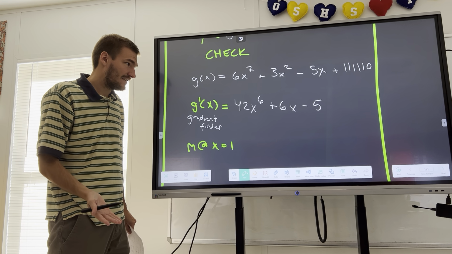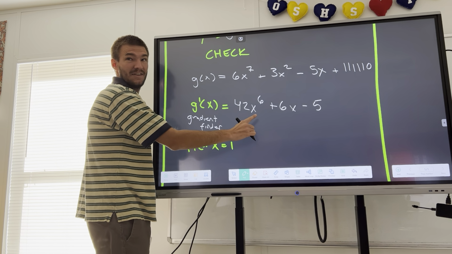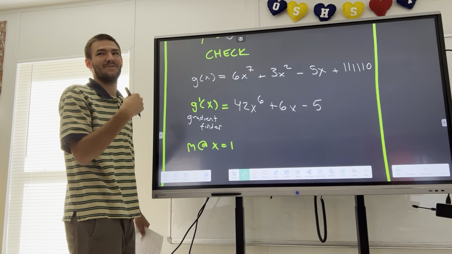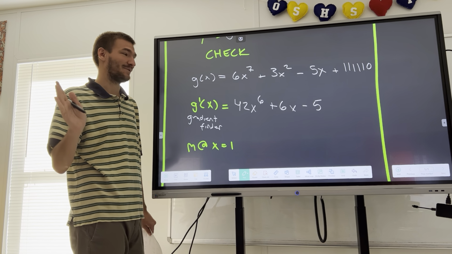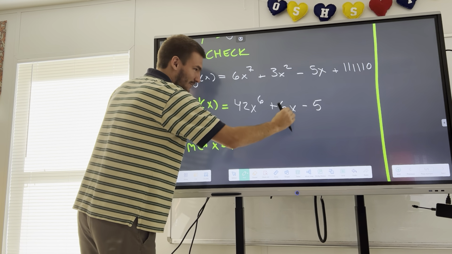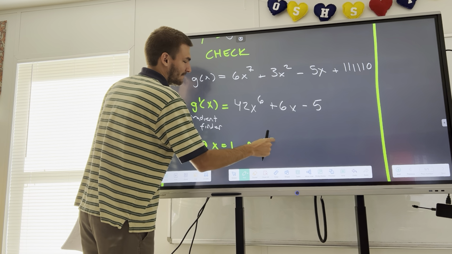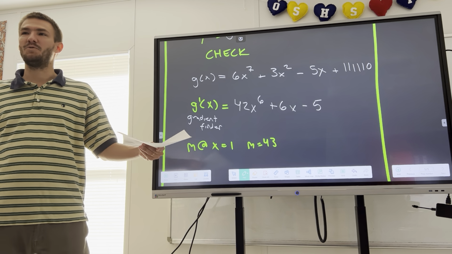42 to the 6th power? No, because you plug in the 1, and it's 1 to the 6th power, and then times 42. So I wouldn't make you do 42 to the 6th power. I think your calculator might struggle to do that. So that's going to be 42 plus 6 is 48, minus 5 is 43. So you can find the exact slope whenever you want.